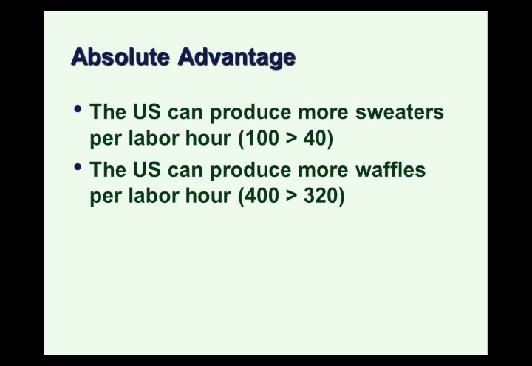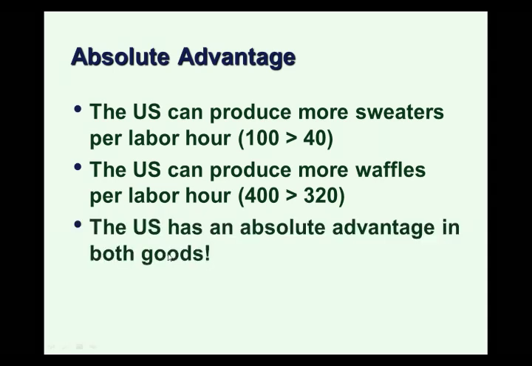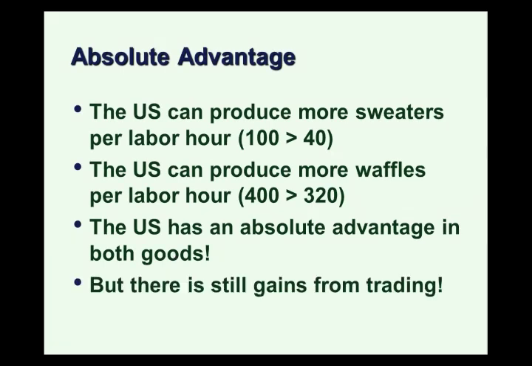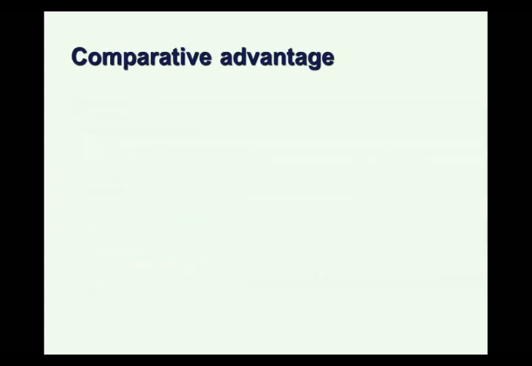That's an absolute advantage. Nonetheless, it's important to note the U.S. still can gain if they trade with Belgium. Just because they're more efficient in the production of sweaters and waffles with that labor hour, that absolute advantage is not what's going to drive the gains from trade. So the U.S. has an absolute advantage in both goods, but there are still gains from trading. And to understand why, we need to focus back on comparative advantage.